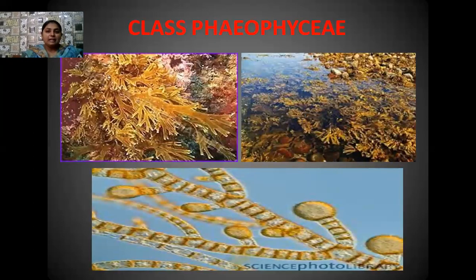Okay, students, after the class Chlorophyceae, we are going to start here the revision of the next class, and that is class Phaeophyceae. So you can see the members of the class Phaeophyceae: Ectocarpus, Sargassum, Fucus. All of these are examples of the class Phaeophyceae. So it is commonly brown algae. Why is it known as brown algae? Because of the presence of a dominant pigment, fucoxanthin, in them.